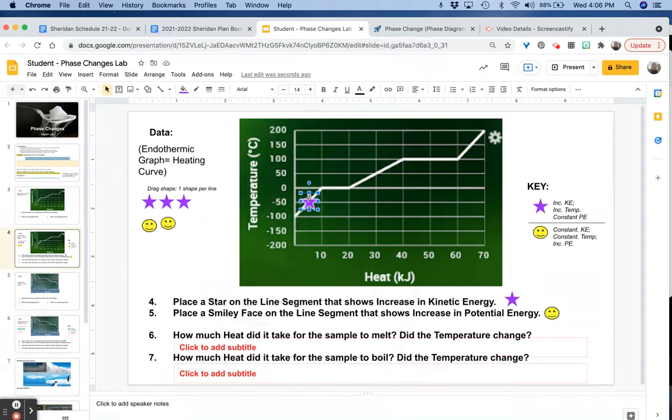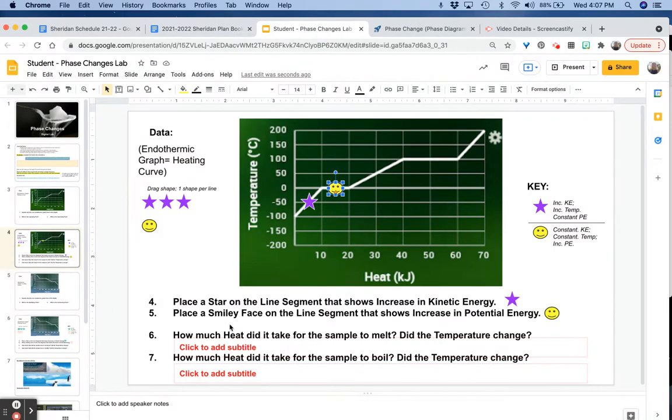There are spots on this graph, or points on this graph, I should say, where there is potential energy being stored. So that is not the energy of motion. It is the potential that energy will begin to move, but it's not moving yet. And that's indicated by these flat lines here. And it's asking you in question 5 to place a smiley face where you see an increase in the potential energy, or that stored energy.